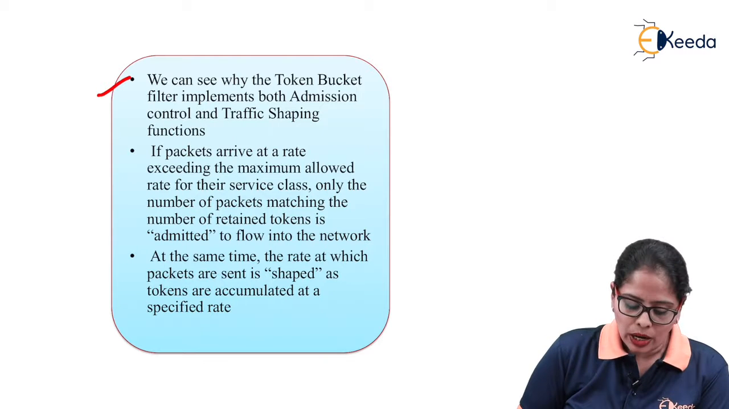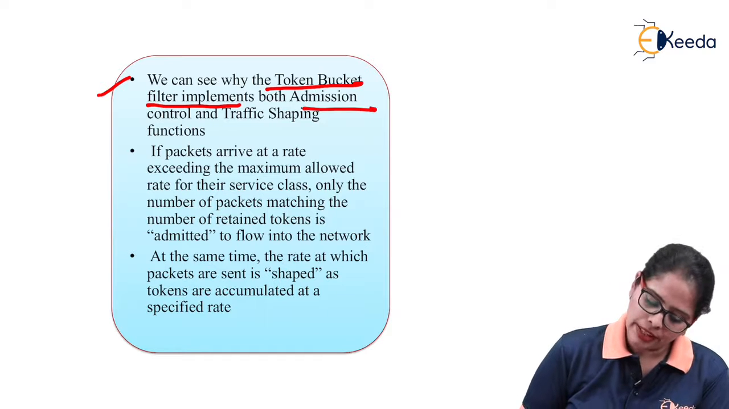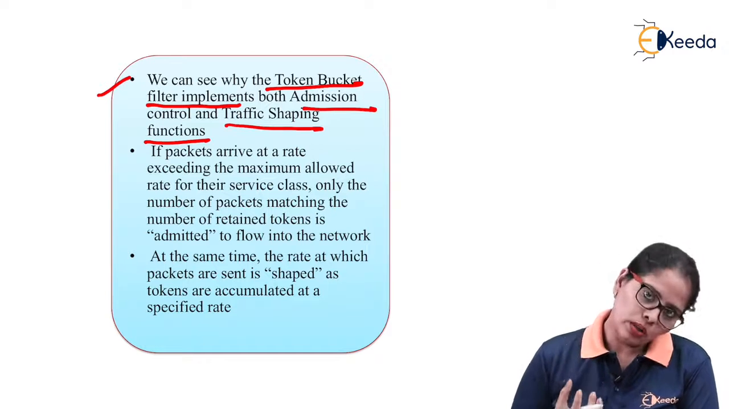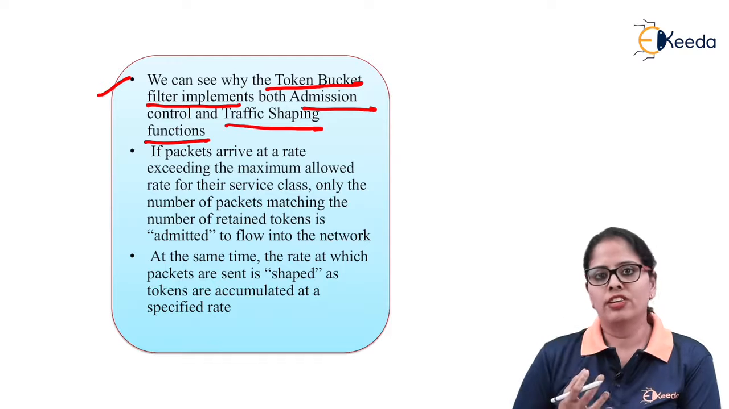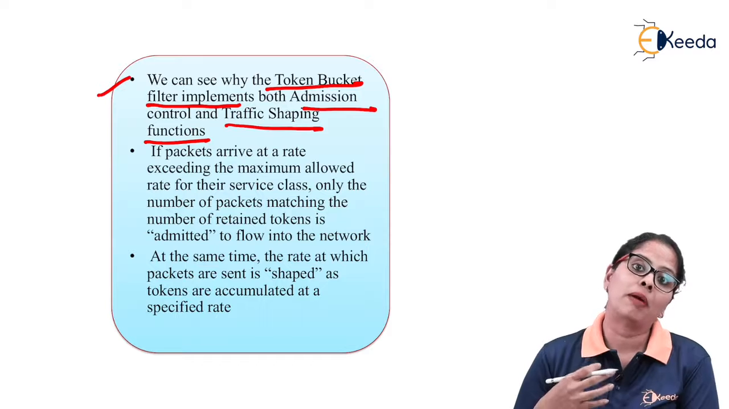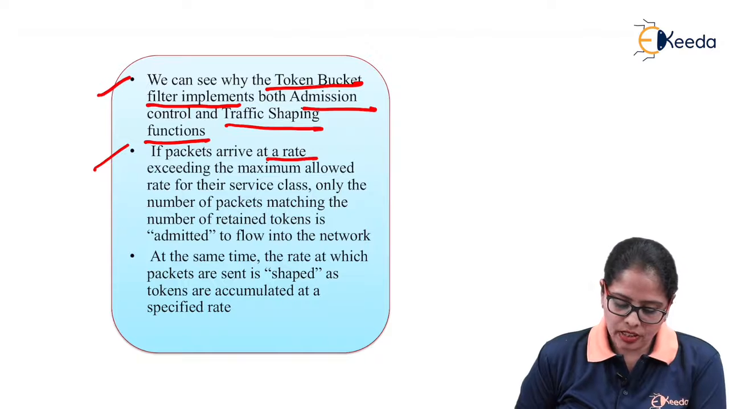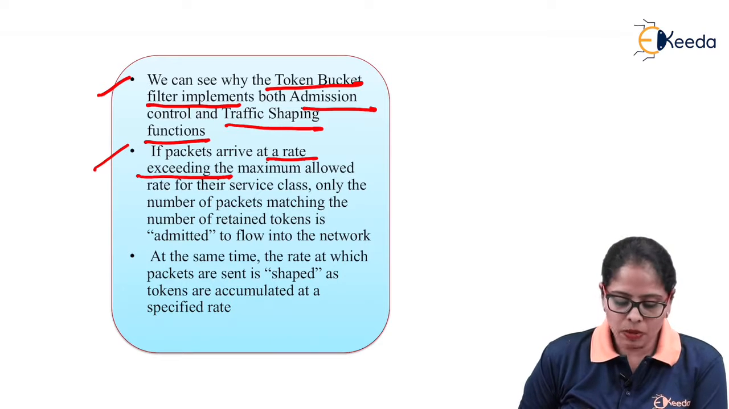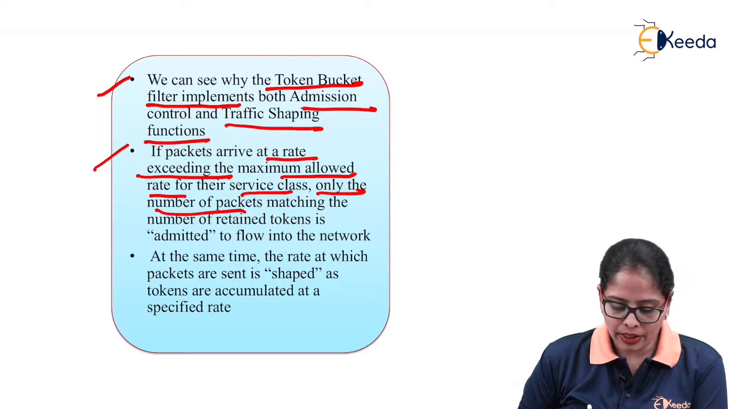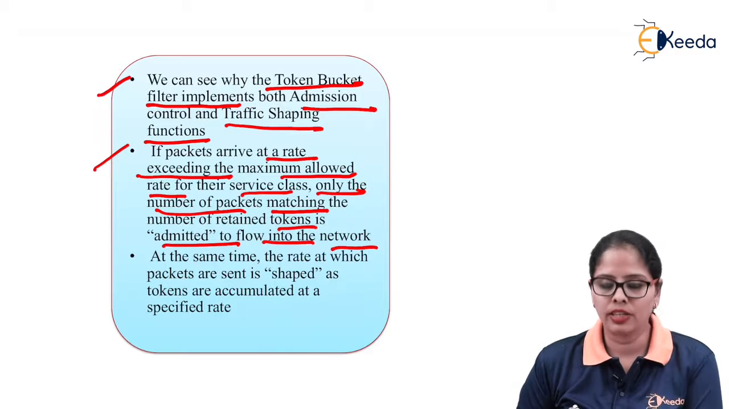So we can see why the token bucket filter implements both the admission control and the traffic shaping function. Just now we discussed that with the help of the token bucket, you can put a restriction on how many packets enter as well as how many packets exit from the network. If packets arrive at a rate exceeding the maximum allowed rate for their service class, only the number of packets matching the number of retained tokens is admitted to flow into the network.